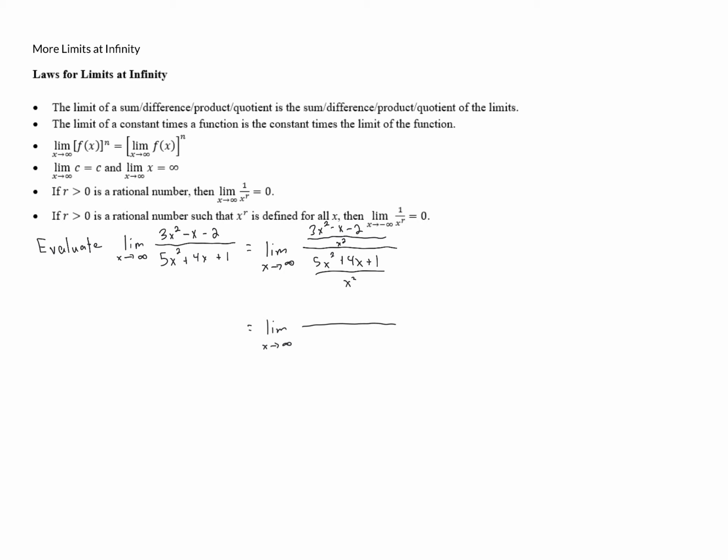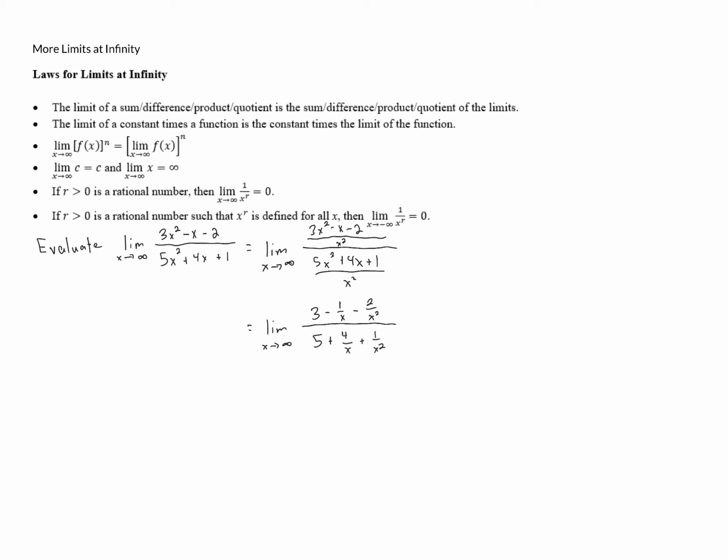Once we do those divisions, we have the limit as x approaches infinity of, in the numerator, 3x squared divided by x squared is 3, and then minus x over x squared is 1 over x, and then minus 2 over x squared. We're going to do something similar in the denominator. 5x squared divided by x squared is 5. And then plus 4x divided by x squared is 4 over x, because one of those x's cancels. And then that last term is going to be 1 over x squared.